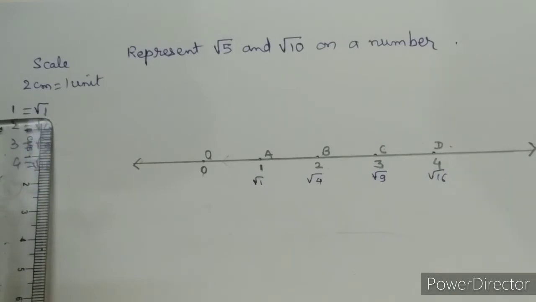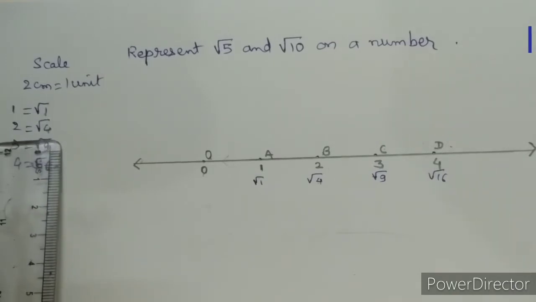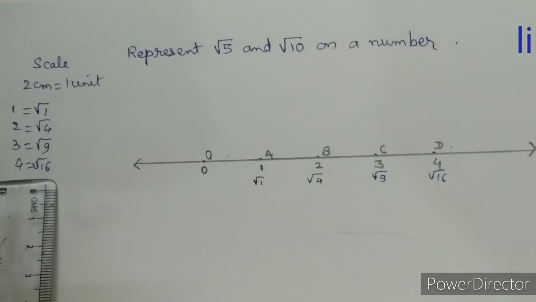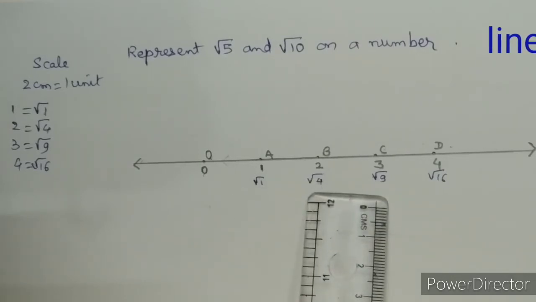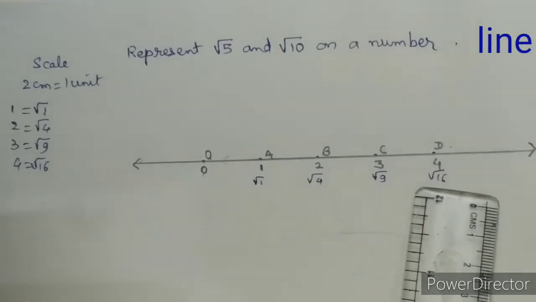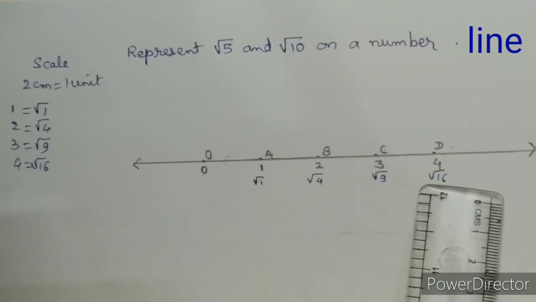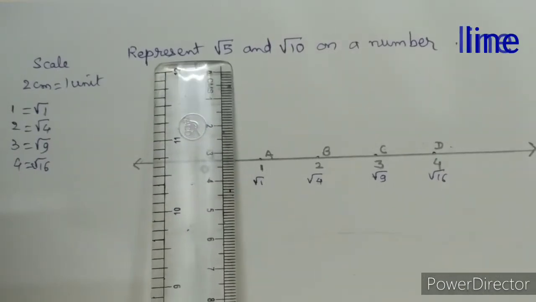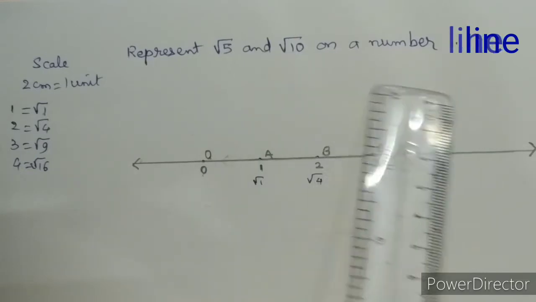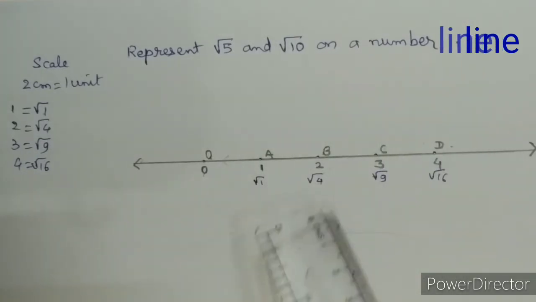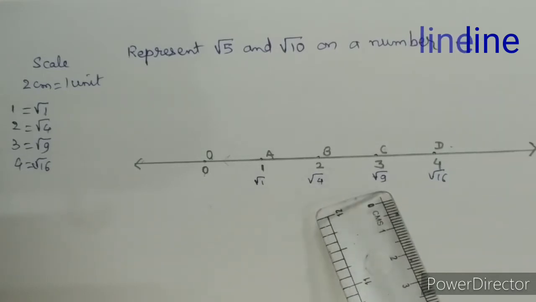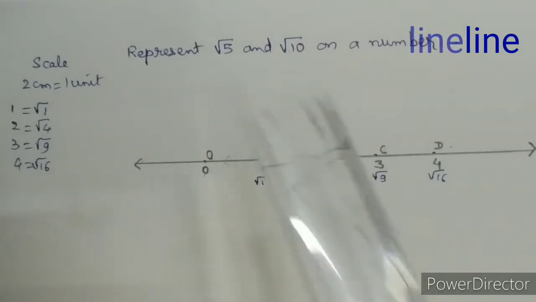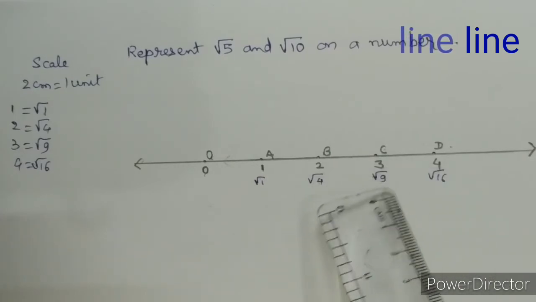Here we know that 1 is equal to square root 1, 2 is equal to square root 4, 3 is equal to square root 9 and 4 is equal to square root 16. And therefore here near 1 I have written square root 1, 2 is square root 4, 3 is square root 9 and 4 is square root 16. Now we have to represent square root 5 on a number line, and this square root 5 must be in between 2 and 3, that is in between square root 4 and square root 9. Similarly, square root 10 will be in between 3 and 4, that is in between square root 9 and square root 16.